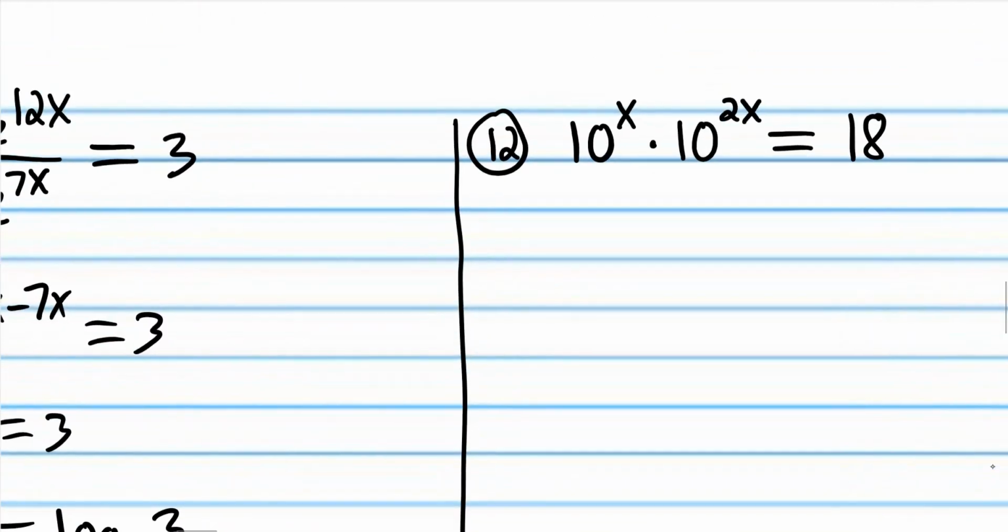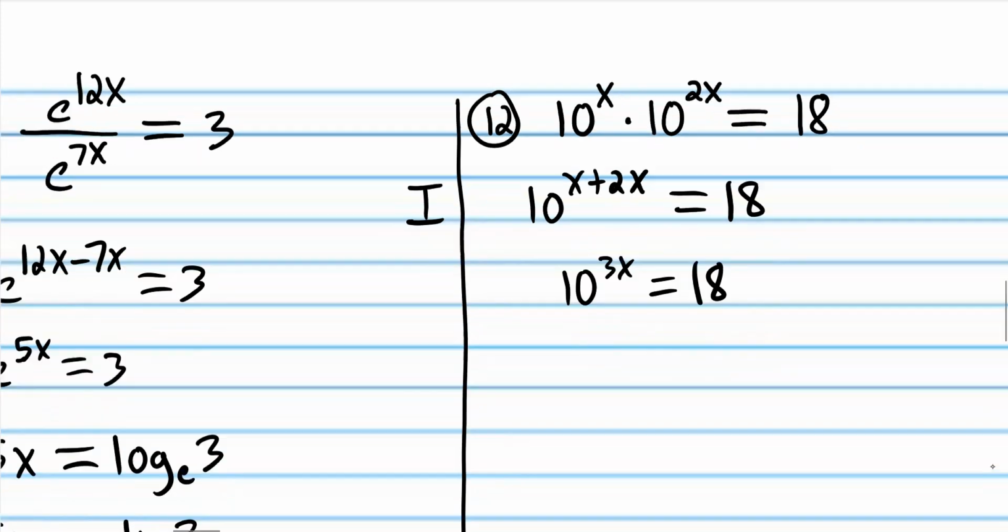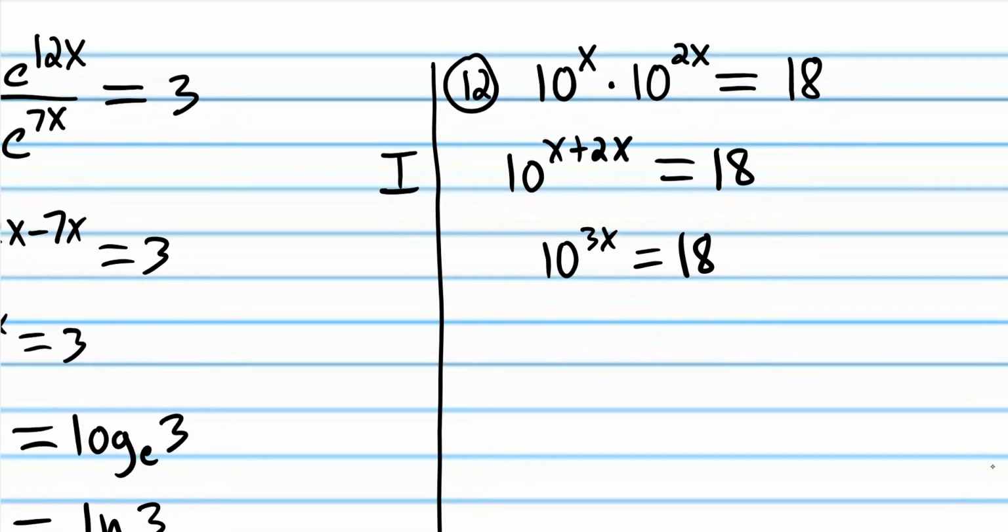Okay, we're back. So we're going to use exponent rule number 1. We're multiplying powers, which means that we add the exponents. So we get 10 to the 3x is equal to 18. At this point, we're stuck. We don't really know how to calculate the exponent that would make this equation true.